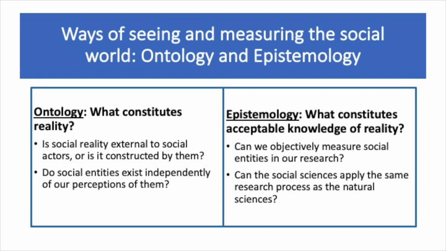Right? So with that example of poverty, that was taking ontology, so what constitutes reality. If we say that poverty is some objective fact that we can observe, then we're going to probably apply a natural sciences research process in order to understand it. That means we assume we can observe it and we can measure it. And we're going to use concrete measurement in order to capture this concept of poverty.